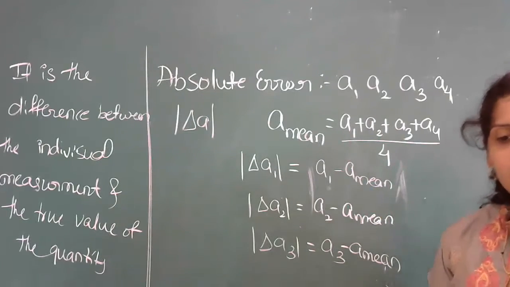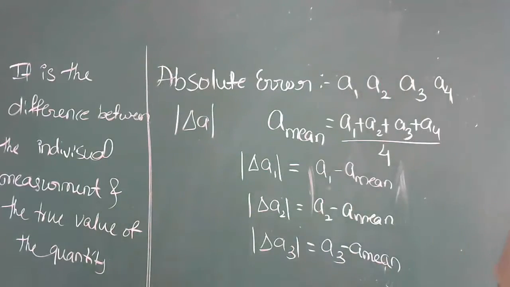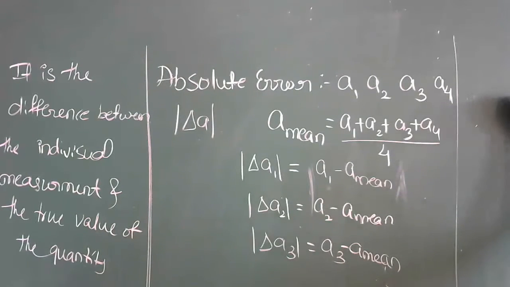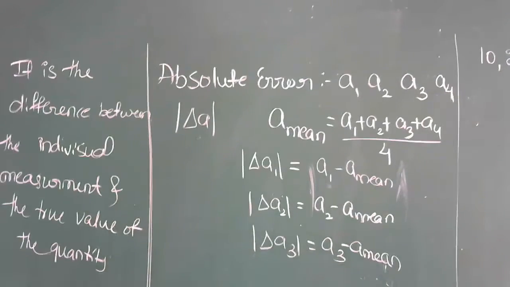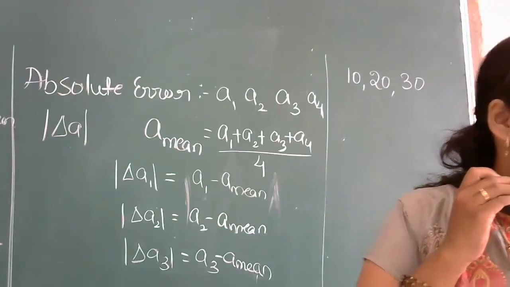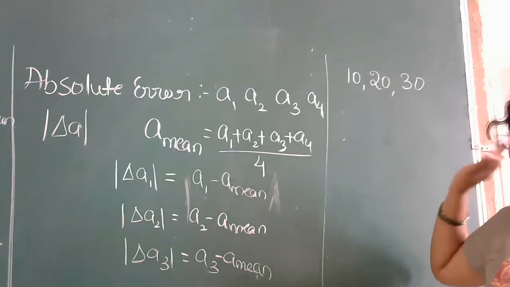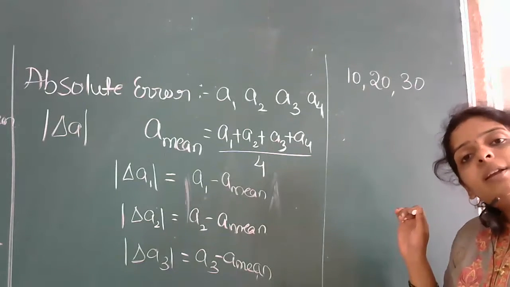Is it clear, everyone? Just for your understanding, we will take some numbers and try to explain this. Here I will explain the definition, a general example, and one numerical example. I have taken three numbers: 10, 20 and 30. I need to calculate the absolute error of these numbers.